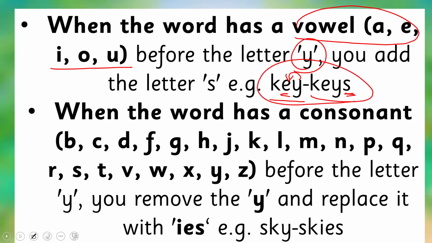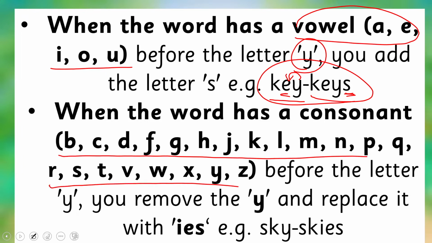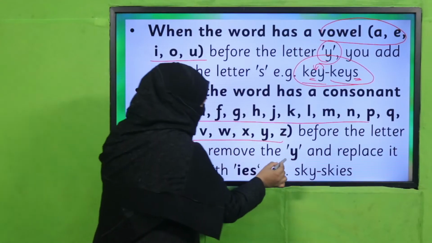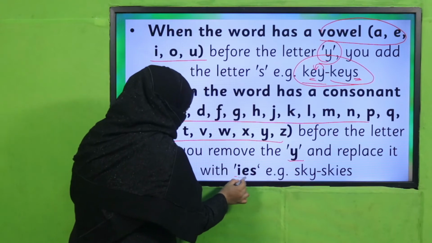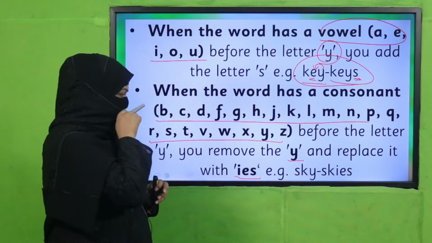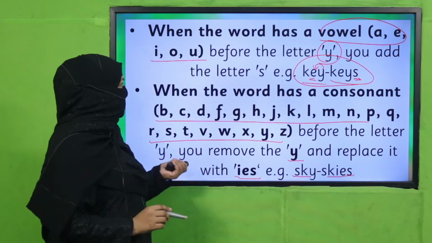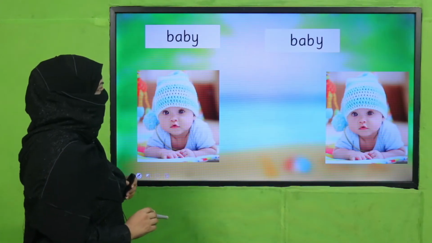It's the plural. But before Y, if you find a consonant, what do? We have learned the rule. We remove this Y and we replace Y with IES. Sky, skies, right?